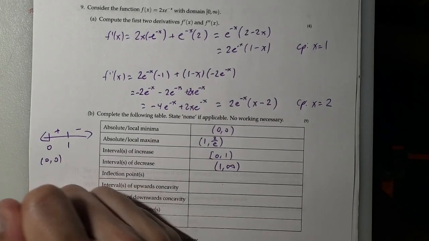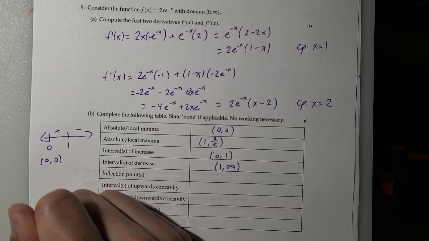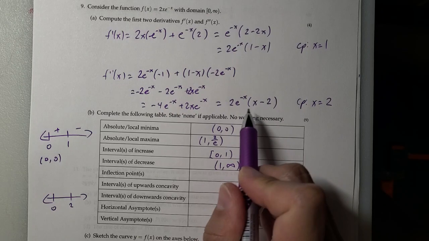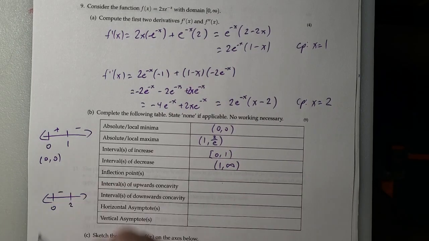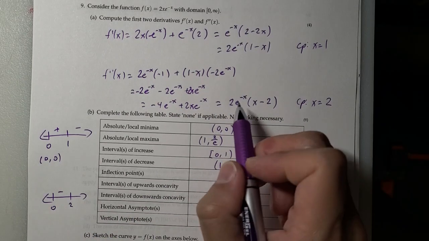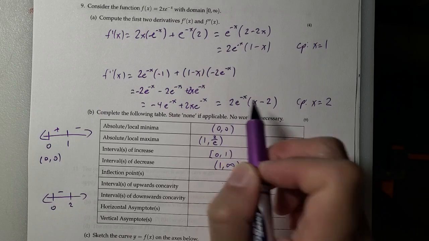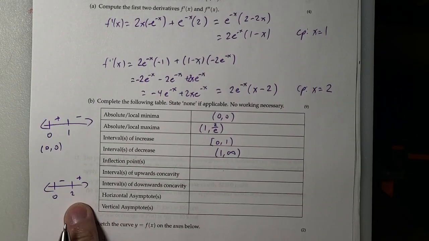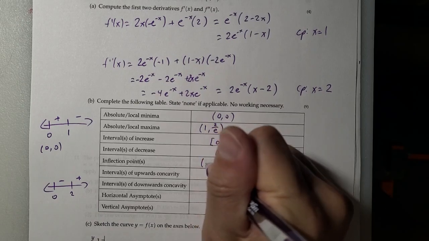We do a handy-dandy number line. Okay? So when x is between 0 and 2, so for example 1, the second derivative would be negative. And then when x is bigger than 2, for example, a big number, 100, this will be positive, always positive. Okay, so we know we have a point of inflection at x is equal to 2.